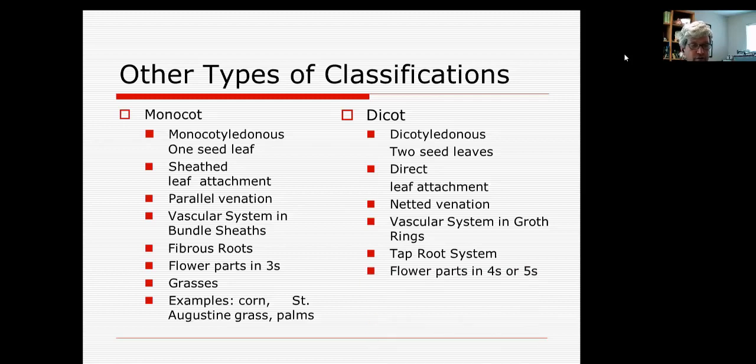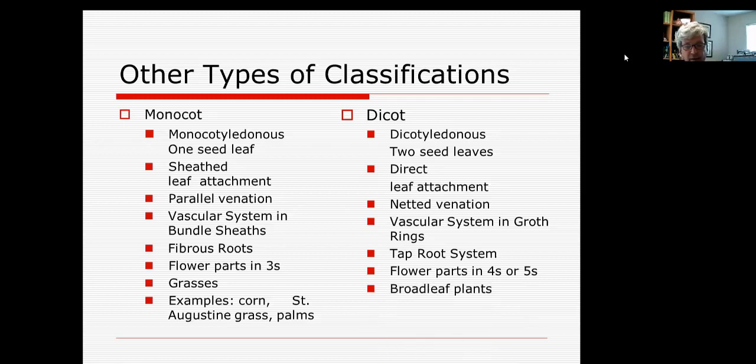Your flower parts are in 4s and 5s. So if you see a plant that's flowering, you can count the petals. If you see 5 petals on it, more than likely it's going to be a dicot. Like on a vinca flower is very easy to see, or a hibiscus flower has those very distinctive rings of petals so that you could count those.